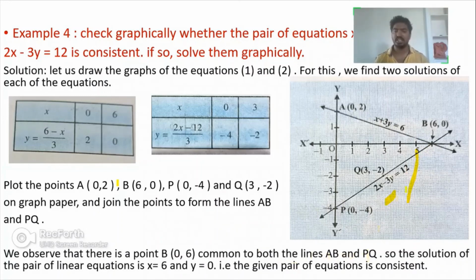So the solution of the pair of linear equations is x is equal to 6 and y is equal to 0. That is, the given pair of equations is consistent.